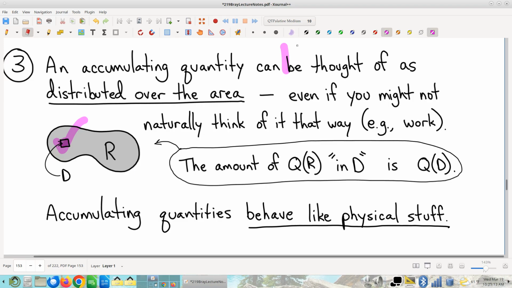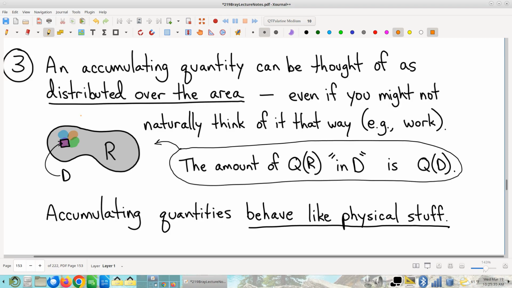If you choose to take this point of view, everything works out because the amount of work that it takes to clean that region, and the amount of work that it takes to clean that, and the amount of work it takes to clean that, et cetera, will add up to the total amount of work, because the whole is the sum of the parts. It's an accumulating quantity.